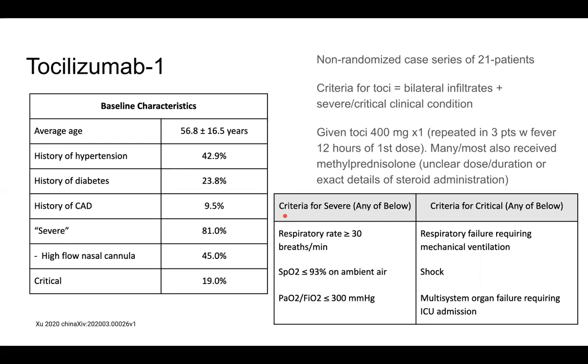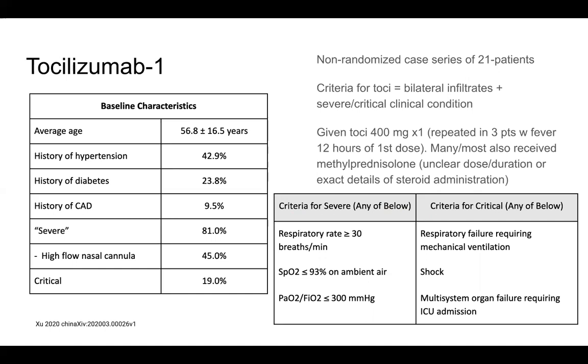So for severe, it was respiratory rate greater than 30, an SpO2 of less than 93% on ambient air, or P to F less than 300. And the criteria for critical were respiratory failure requiring mechanical ventilation or ECMO, shock, or multi-system organ failure requiring ICU admission. And to get tocilizumab, you needed bilateral infiltrates plus either of these criteria.